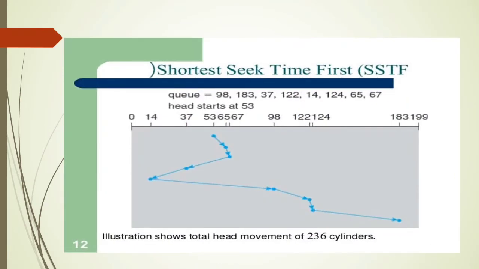Now it will be very easy to understand in this diagram. Now the head position is 53 here.